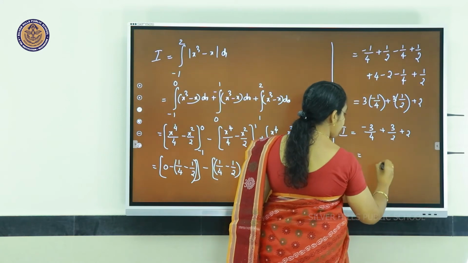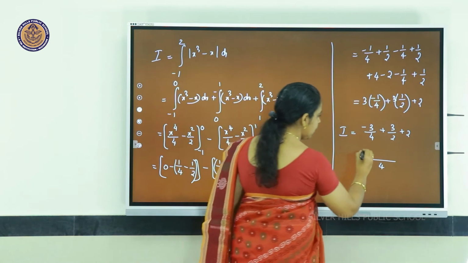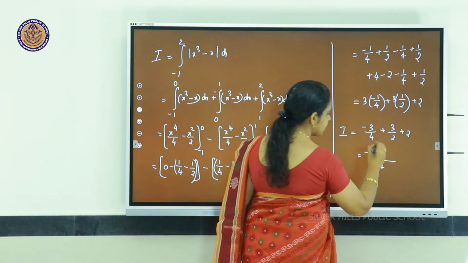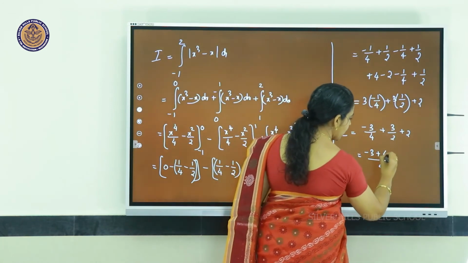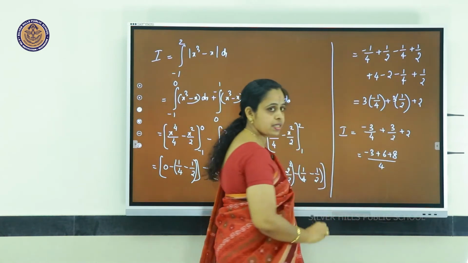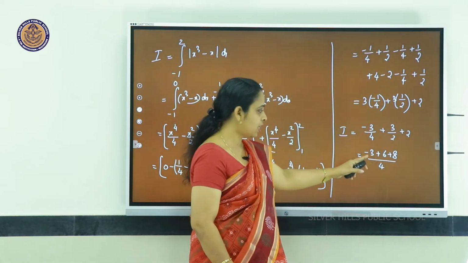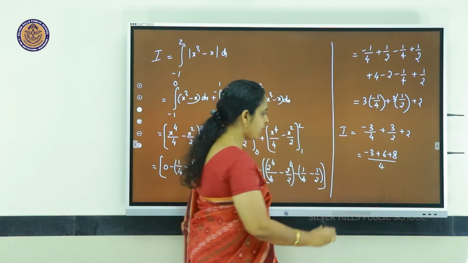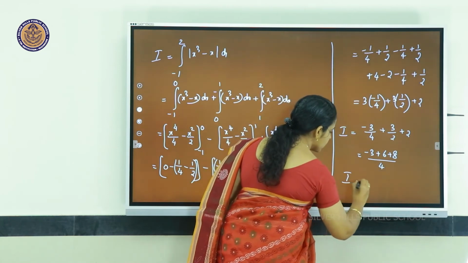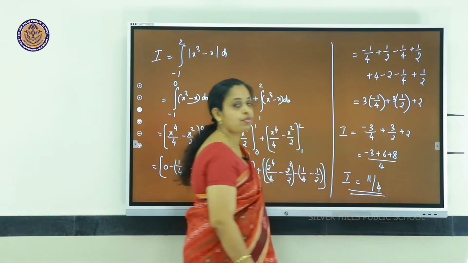What is the LCM? 4 is the LCM. Minus 3 plus 3 into 2, 6, plus 4 into 2 comes 8. Minus 3 plus 6, positive 3. 3 plus 8, 11. So I equal to 11 divided by 4. Final answer.